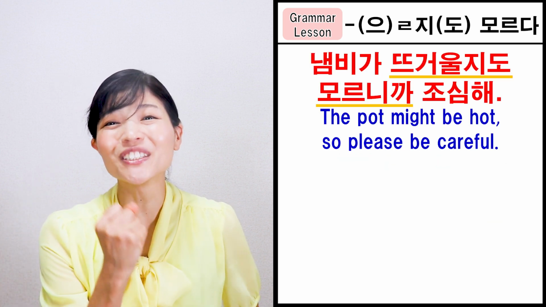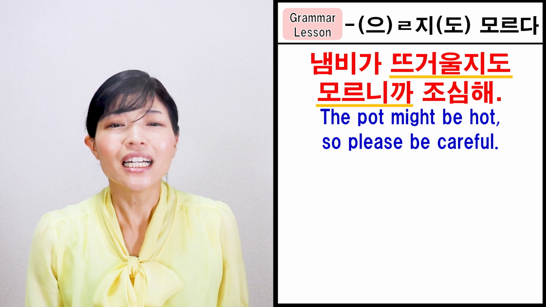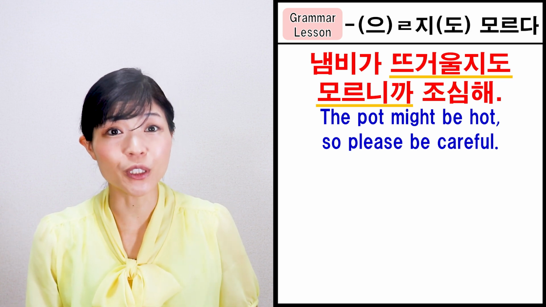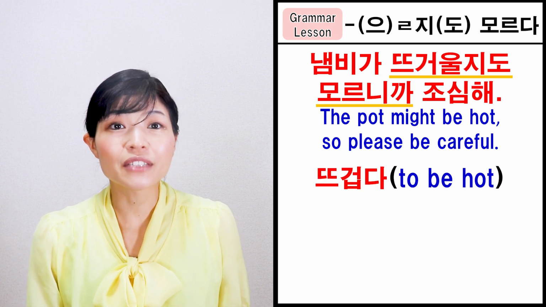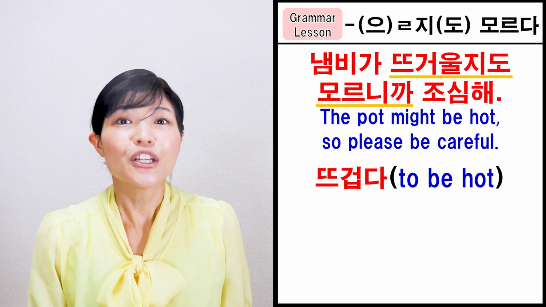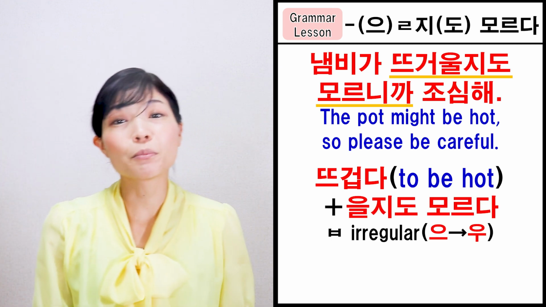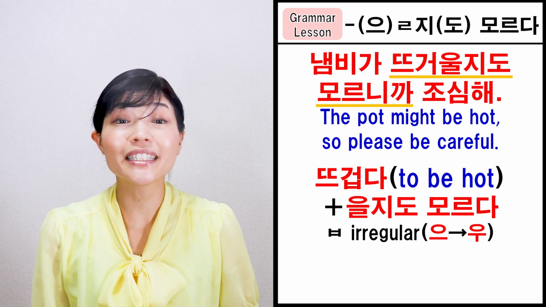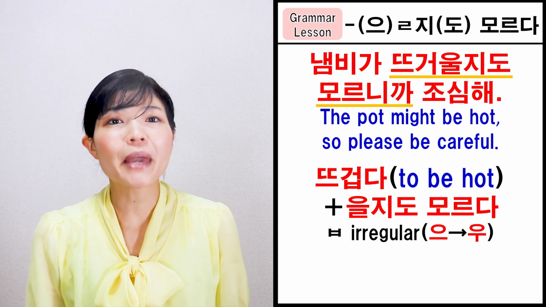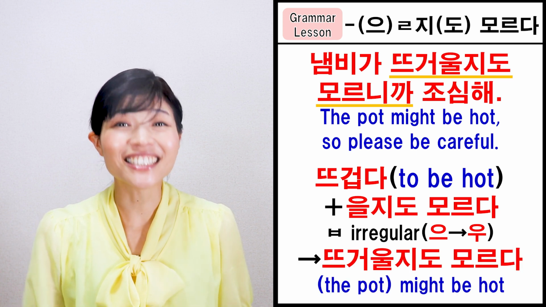Then let's read a sample sentence. 냄비가 뜨거울지도 모르니까 조심해. The pot might be hot, so please be careful. Here, since the adjective 뜨겁다, to be hot, has a final consonant, you add 을지도 모르다. However, since ㅂ irregular applies to 뜨겁다, ㅂ changes into 우 to make 뜨거울지도 모르다. The pot might be hot.